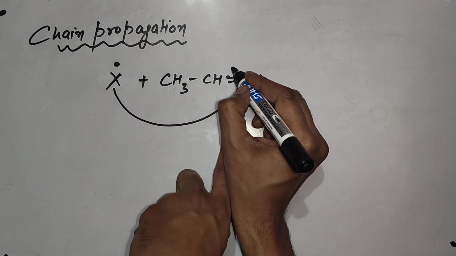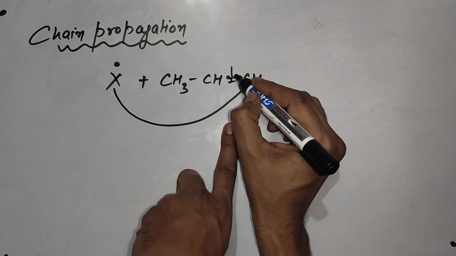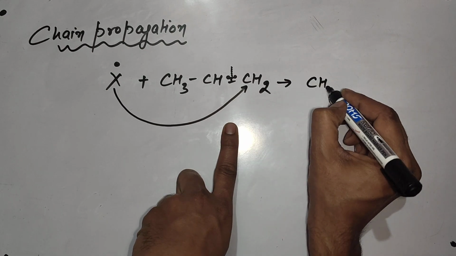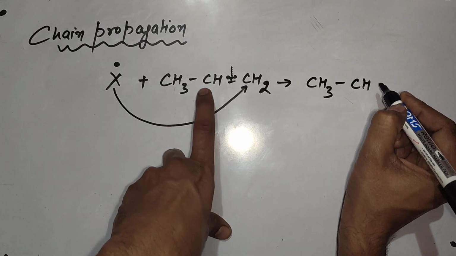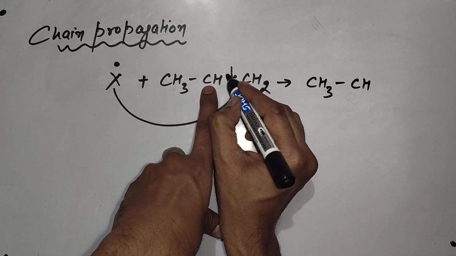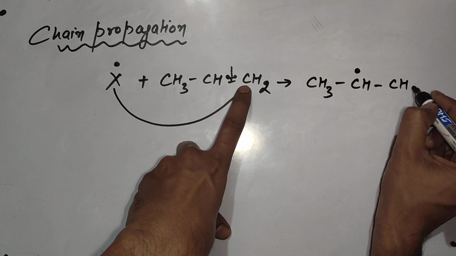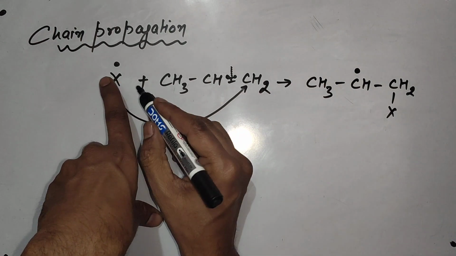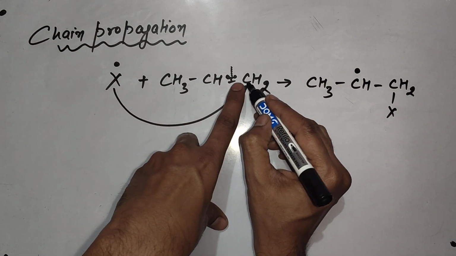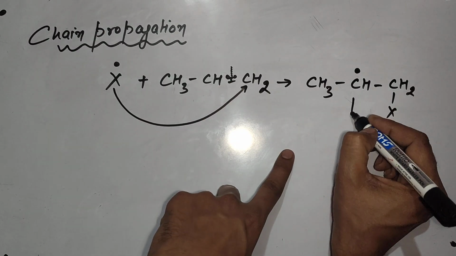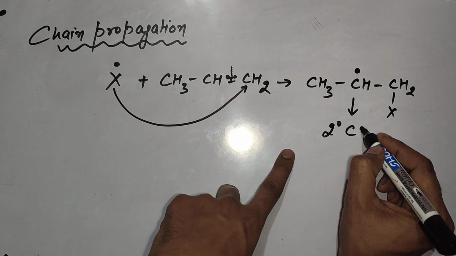Reason? Look, when this bond breaks and one unpaired electron shifts toward this carbon, the next structure will be CH3, CH, with this carbon holding one unpaired electron and this CH2 joined with X. Now X is stable, and the unpaired electron is on this carbon. We call it a 2-degree carbon free radical.